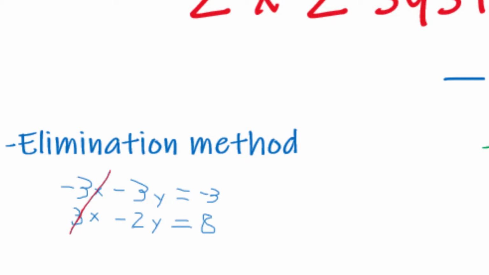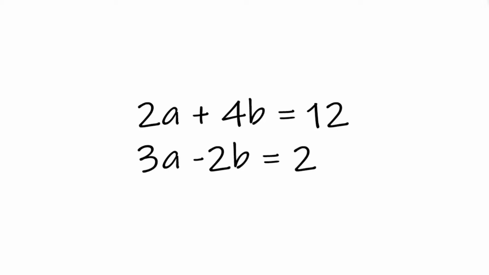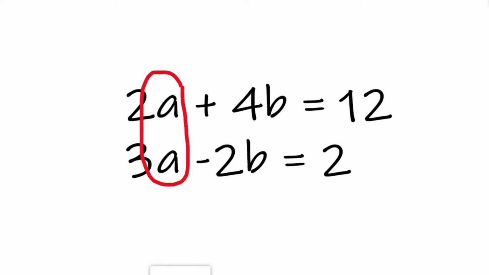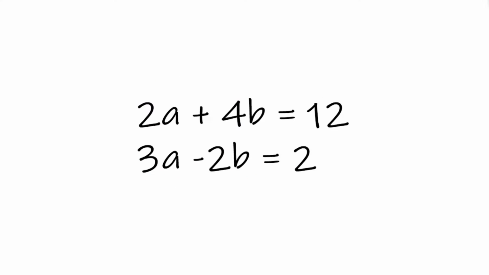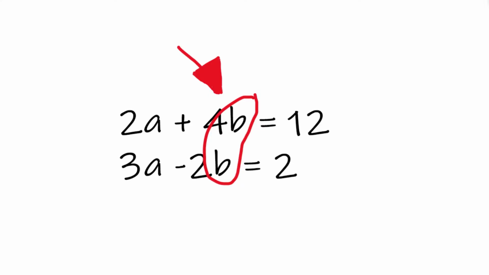As its name says, this method consists of eliminating one variable to be able to solve it. For this I'm going to use an example. As you can see, we have two variables. To start this method, we need to select which of the variables we are going to eliminate. In this case, the best option is minus 2b and 4b, because they have different signs.